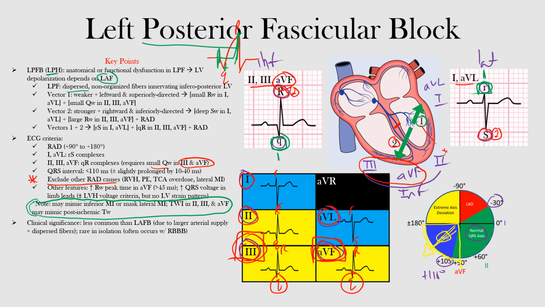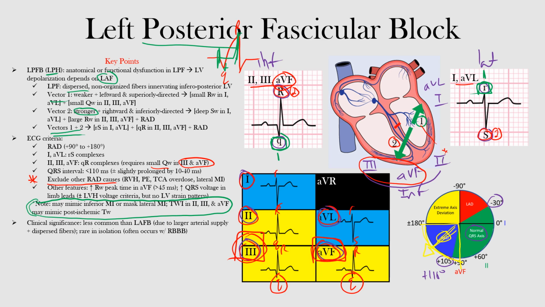Now, in terms of these vectors, remember that the first vector is that weak one going leftward and superiorly, and because of that, we get those small R and Q waves in those leads. And in vector 2, which is this stronger vector, we have that rightward, inferiorly directed axis, or electrical impulse moving in that direction. That's where we get the right axis deviation, the deep S waves in leads 1 and AVL, and the large R waves in those inferior leads. And then if you combine them, you pretty much get this. So you can take a look and go through that on your own.